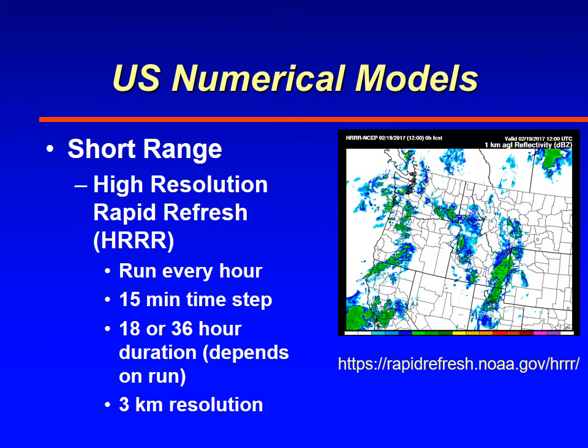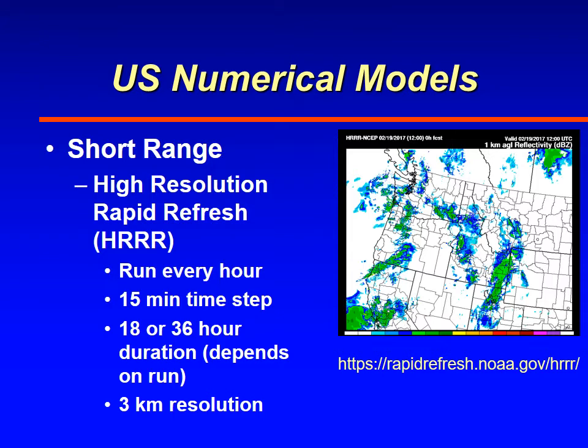Another short-range model is the HRRR. The HRRR stands for the High Resolution Rapid Refresh. It has a much greater resolution than the RAP. The RAP has a 13-kilometer resolution. This takes it down to 3 kilometers. So you can think of the HRRR as an improvement on the RAP. Like the RAP, it's run every hour. However, instead of 1-hour time steps, it time steps out every 15 minutes, which means it's much higher resolution. But it still goes out to 18 hours just like the RAP.